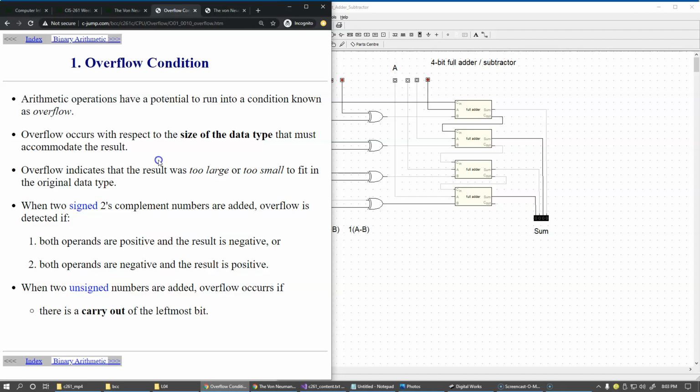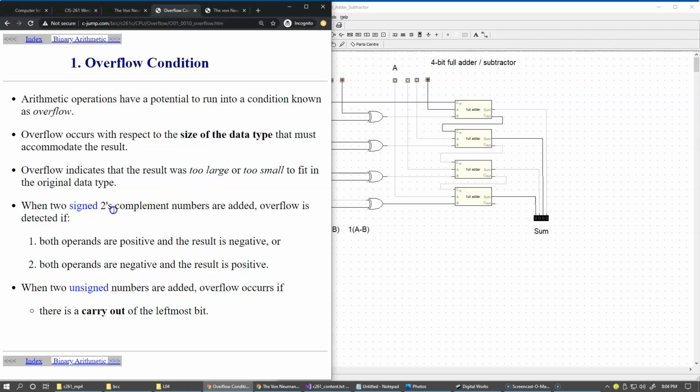So an overflow condition occurs when arithmetic operations fail to yield correct results because of the limitation of the data types of our digital circuitry. Normally an overflow occurs simply because the result is too large or too small, depending on which side of the scale, negative or positive, you're looking at, and it's impossible to fit this into the resulting data type.